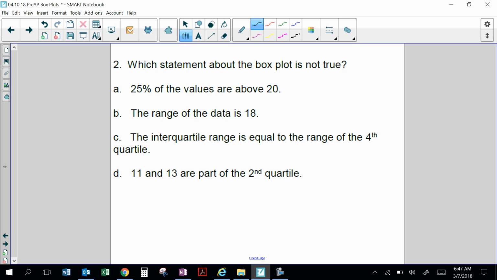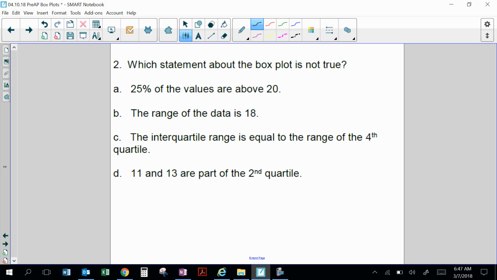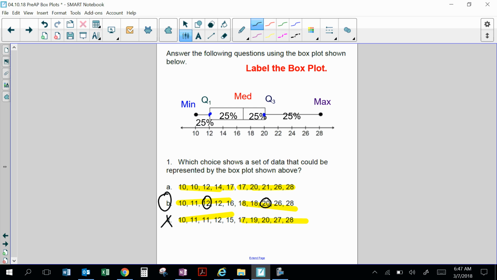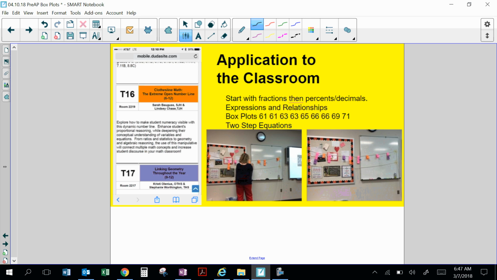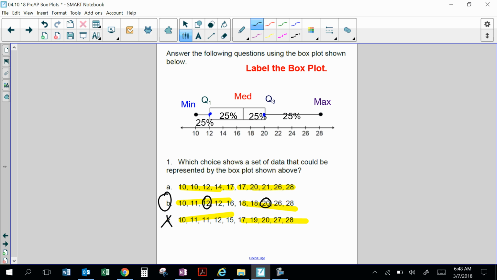So now that we understand, here are some questions. Which statement about the box plot is not true? 25% of the data are above 20. That's true. The range of the data is 18. It ranges from 10 to 28. That's 18. That's true. The interquartile range is equal to the range of the fourth quartile. So the interquartile range is from 12 to 20, which is 8.